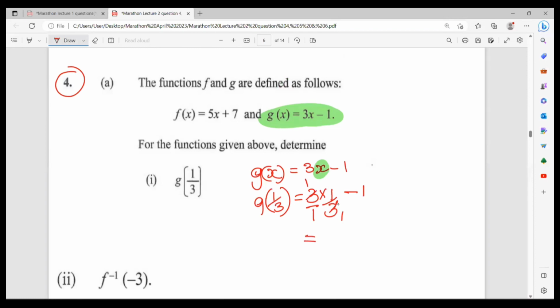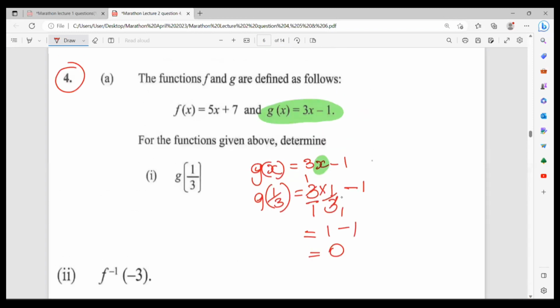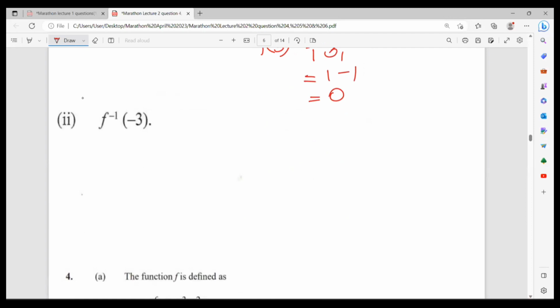So basically, we're getting 1 minus 1, we're getting 0. Everybody got 0 right there? Yes, sir. All right. So we get 0 for that. So the next one, then they're asking you to do the inverse, which is this. We want to do the inverse of f of -3.